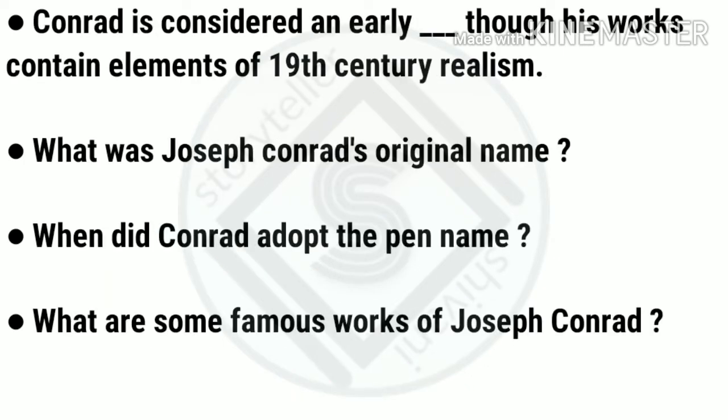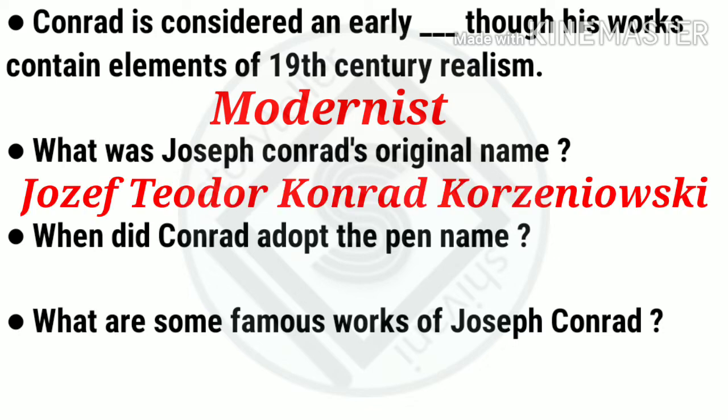Next, Conrad is considered an early dash, though his works contain elements of 19th century realism. So the answer is modernist. Next, what was Joseph Conrad's original name? So his original name was Joseph Theodor Conrad Korzeniowski. Next, when did Conrad adopt the pen name? So he adopted the pen name in April 1895.